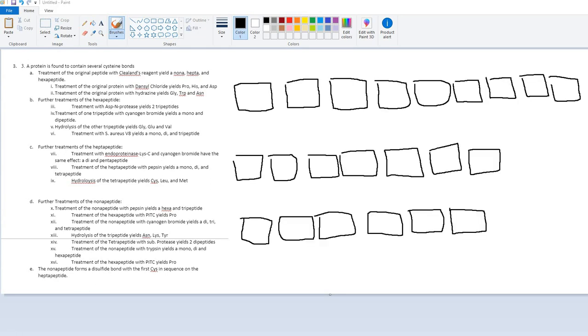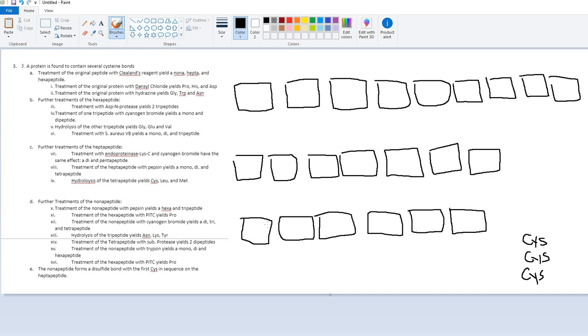Alright, so our protein is found to contain several cysteine bonds. So right off the bat, you can write out your 3 cysteines, just so you can remember. And then it also says that treatment of the original peptide with Cleland's reagent yields a nonapeptide, a heptapeptide, and a hexapeptide. And I already drew out the boxes for the nona, the hepta, and then the hexa.